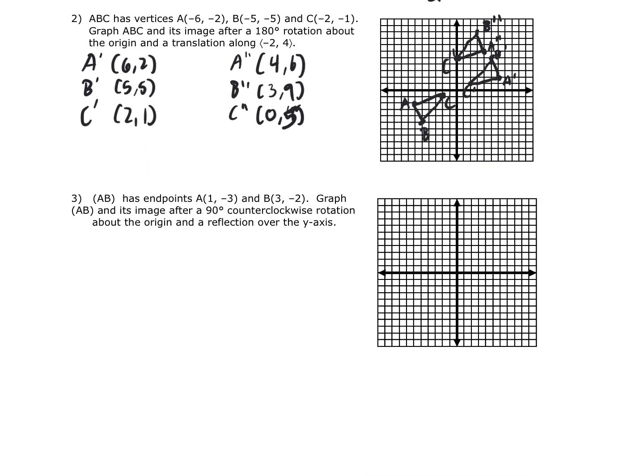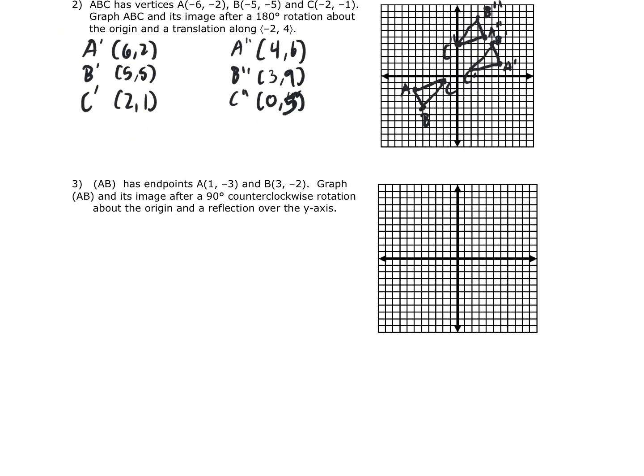All right. Lastly here, we have a segment, AB. It has endpoints at A (1, -3), so down here. And B is at (3, -2). So that's B connected there. Okay, so now we are going to rotate it 90 degrees counterclockwise.